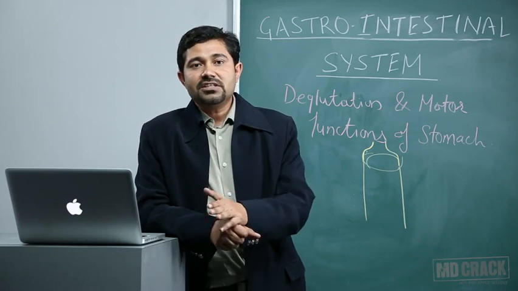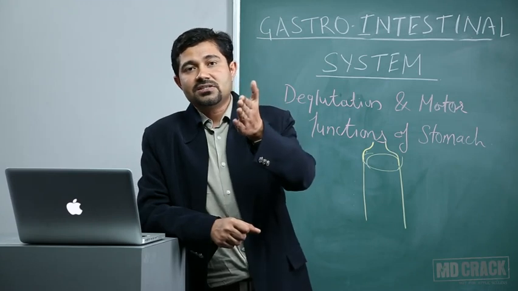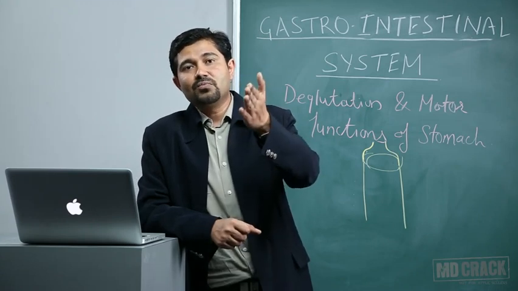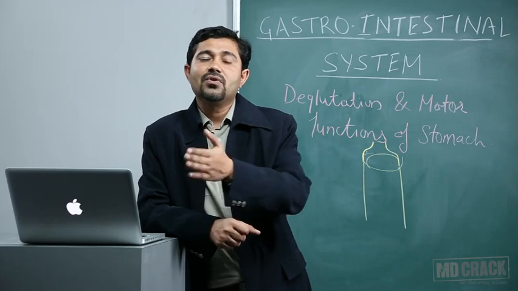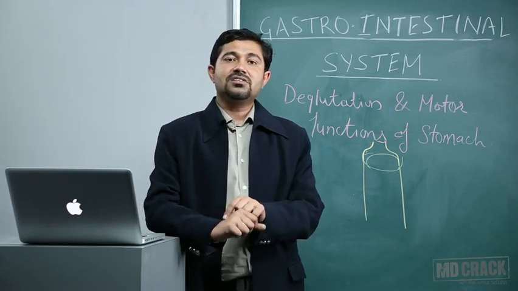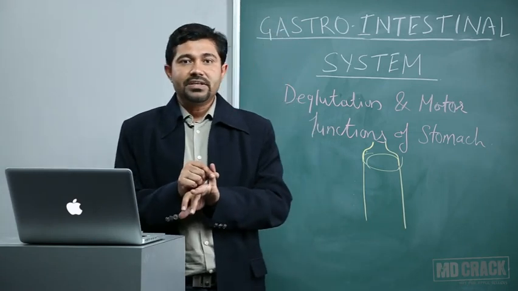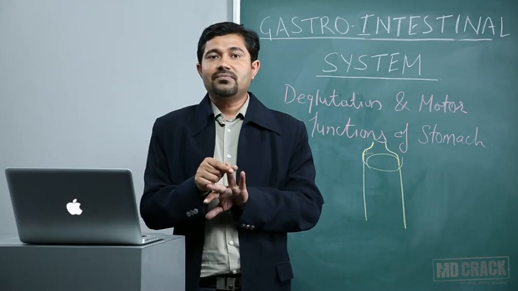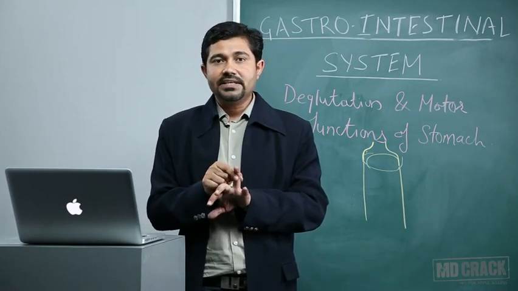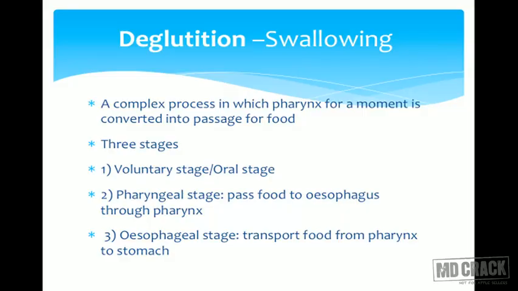The next involuntary stage is that once the food is in the esophagus, the esophageal peristaltic waves make the food move from the esophagus into the stomach. This is called the esophageal stage. So which are the 3 stages of deglutition? The oral stage, which is voluntary, then the pharyngeal stage, which is involuntary, and the esophageal stage, which is again involuntary. Now we will see them one by one in detail.